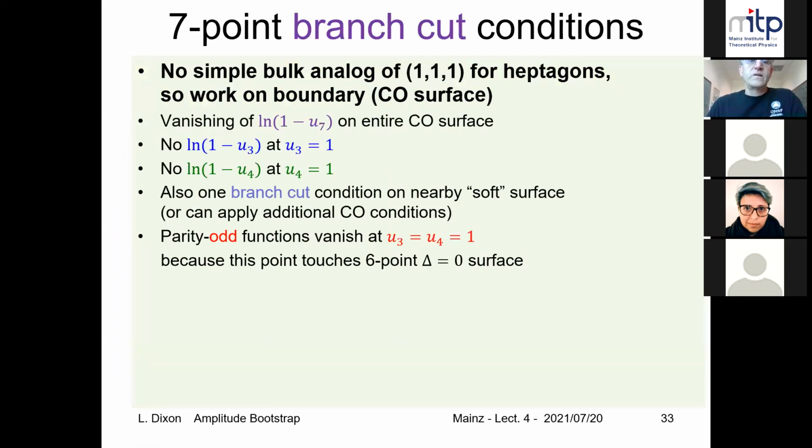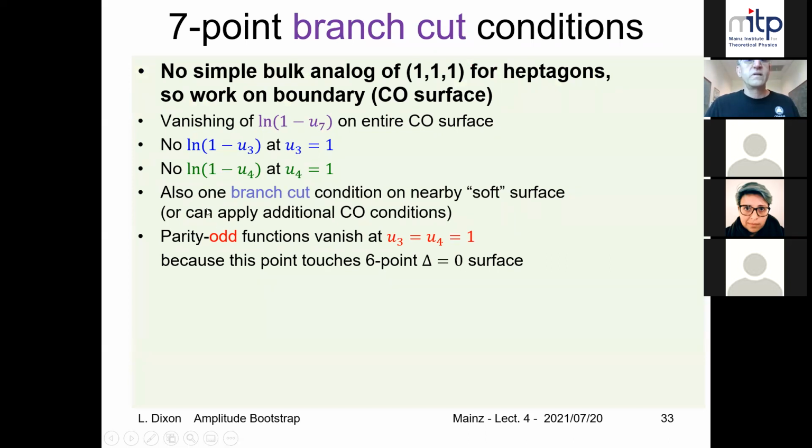So what we can do is we require that a logarithm here of 1 minus U7, which is going to 0, should vanish on the entire surface. That's a consequence of the branch cut conditions in the bulk. We also should not have any logarithms of 1 minus U3 or 1 minus U4 when we go into the appropriate points.